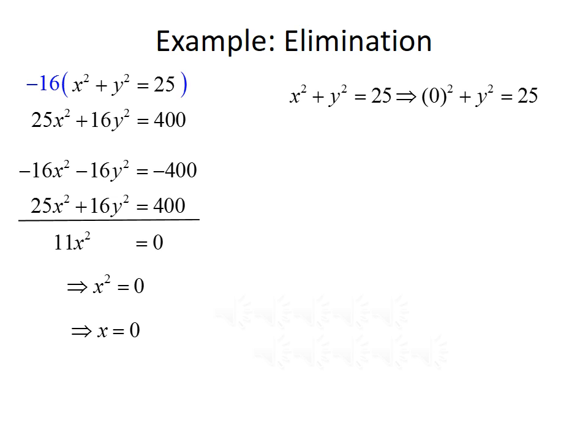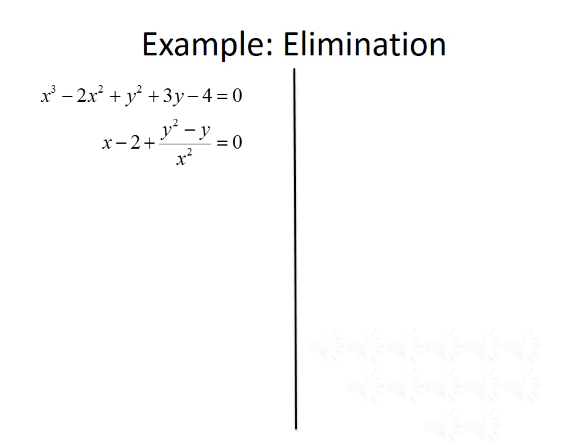So if we start with our first equation, x squared plus y squared equals 25, we plug 0 in for x, that means 0 squared plus y squared equals 25. That means that y squared equals 25. We can take the square root of both sides of the equation, so y will equal plus or minus 5. So this system of equations will have two solutions, the ordered pairs 0, 5, and 0, negative 5.